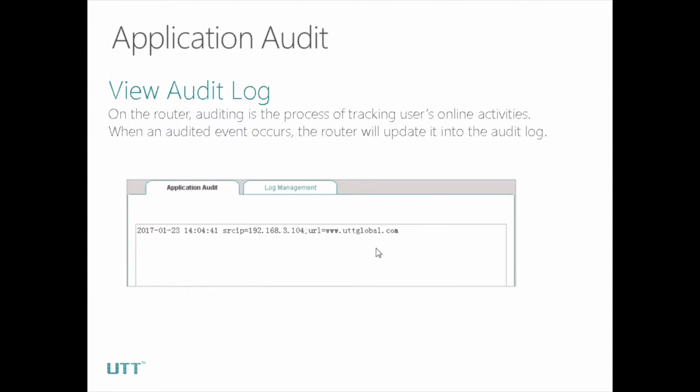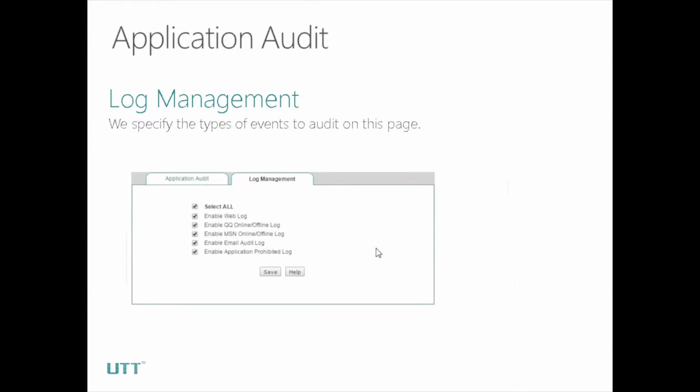Next is application audit. The router can monitor user behavior partially with the help of application audit. When an audited event happens, the router will update it into the audit log. We can specify the types of events to audit on the log management page. Let's go to the web UI and see how to configure application control.